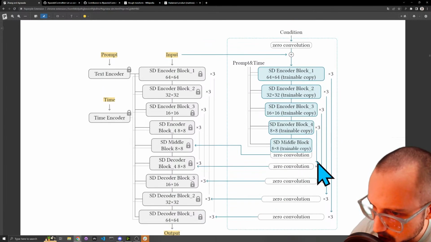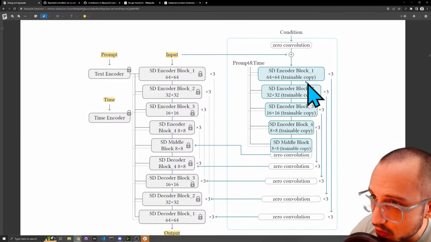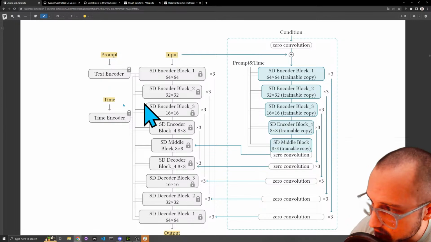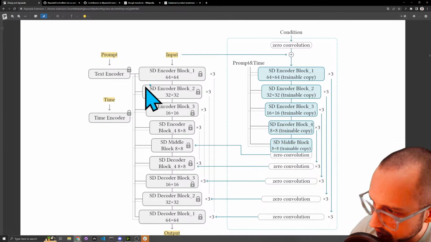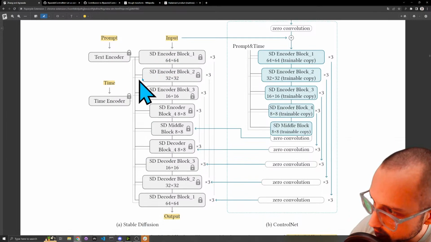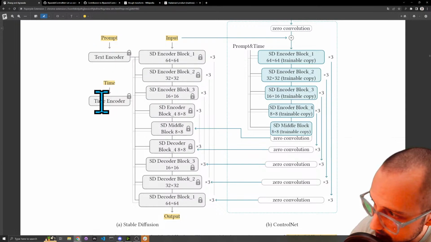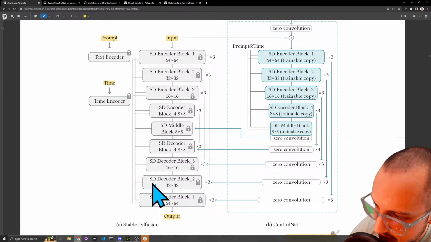They have here residual connections, so you see how this part here has a residual connection. The first part here has the prompt and time. So the same way that in the actual Stable Diffusion model, every part of this UNet is conditioned with the text and the time. So you can see how here every single block has access to that.